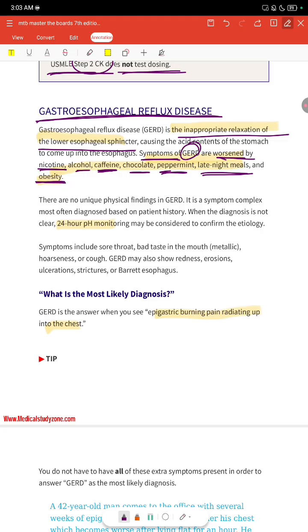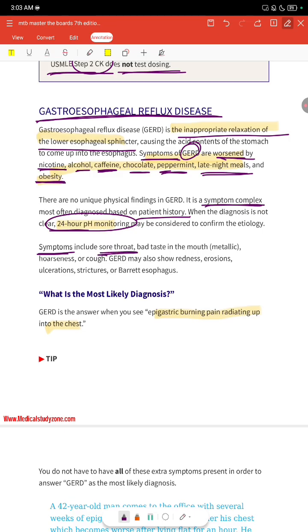There are no unique physical findings in GERD. It is a symptom complex most often diagnosed based on patient history. When the diagnosis is not clear, 24-hour pH monitoring may be considered to confirm the etiology.